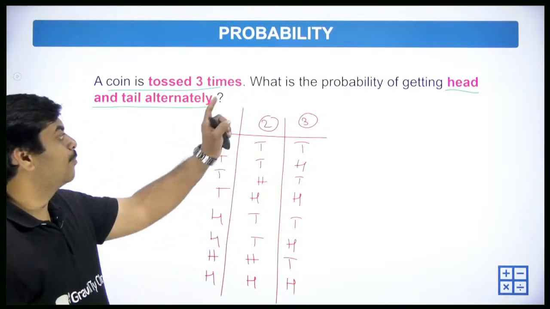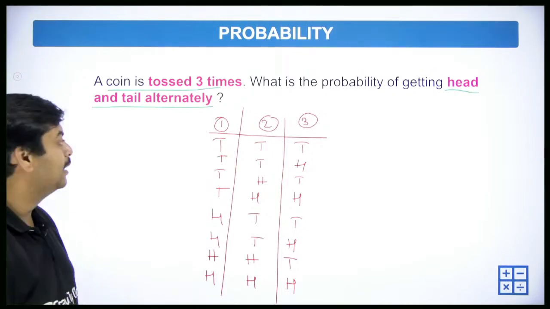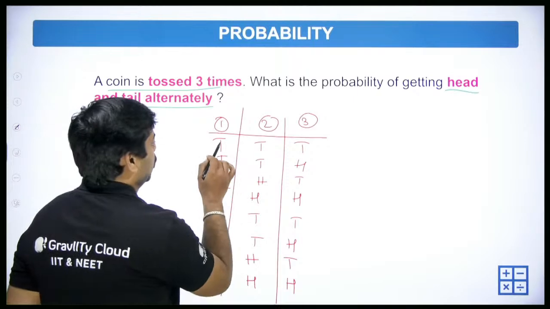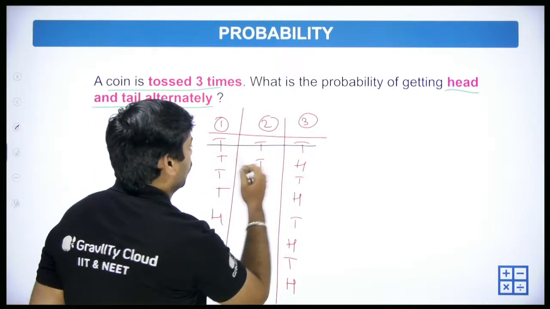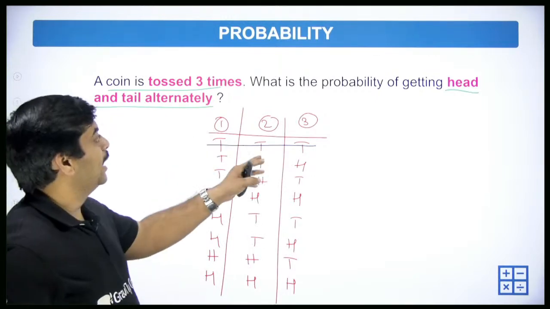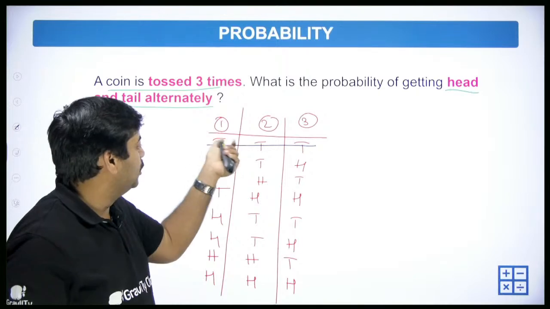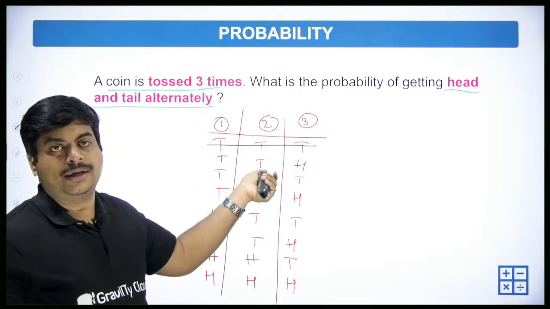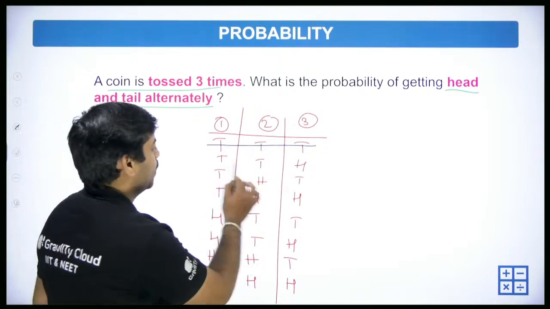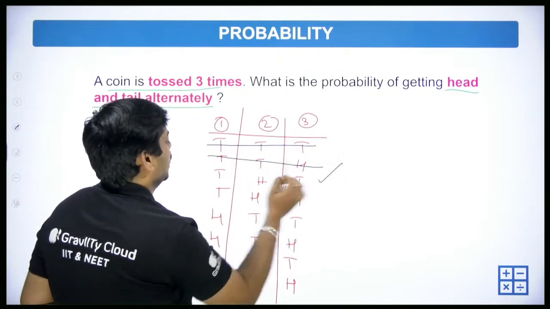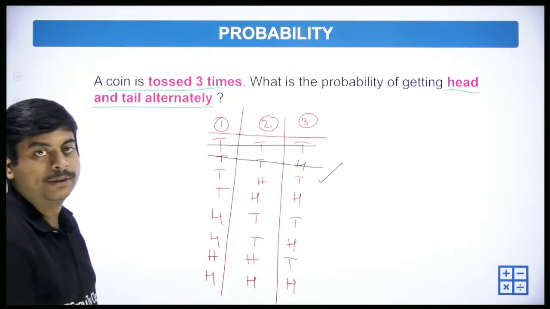Now, what is the probability of getting head and tail alternatively? We can see here, these are all tails. That will not count for us. Tail, tail, head: tail to tail is not alternate, we are not getting any difference, so even this is wrong. Tail, head, tail, it is correct. T and then H and then T. That is the first one.